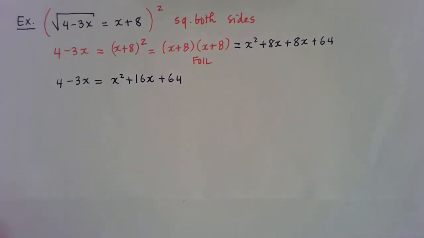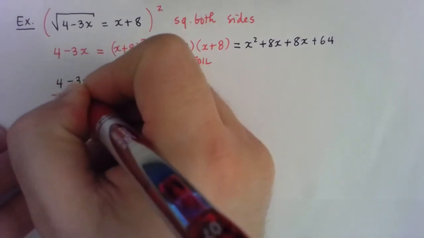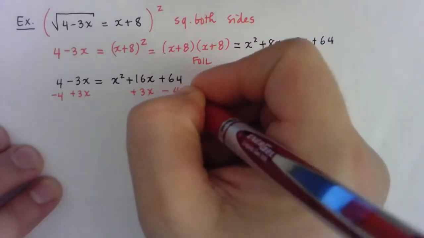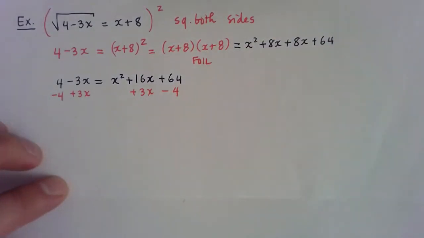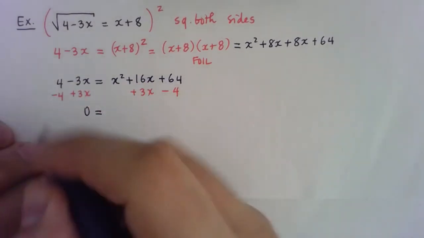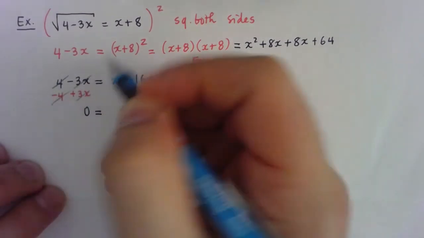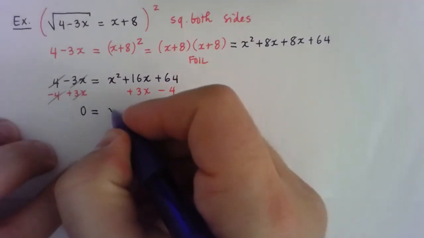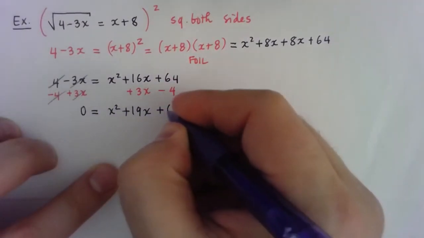Now, move these two terms to the left side. I can write it like this: negative 4 plus 3x, that's going to be plus 3x and minus 4. See, 4 goes to this side as negative and 3x goes as positive. So we have 0 equals, these all cancel, 0 equals x squared plus 19x plus 60.